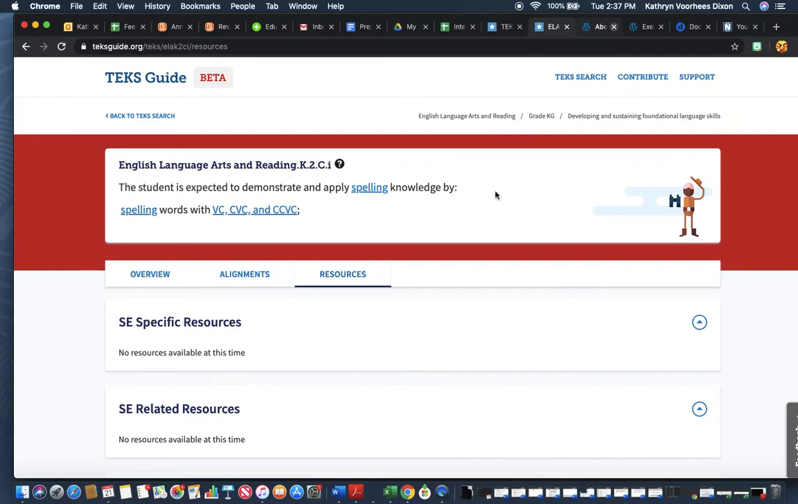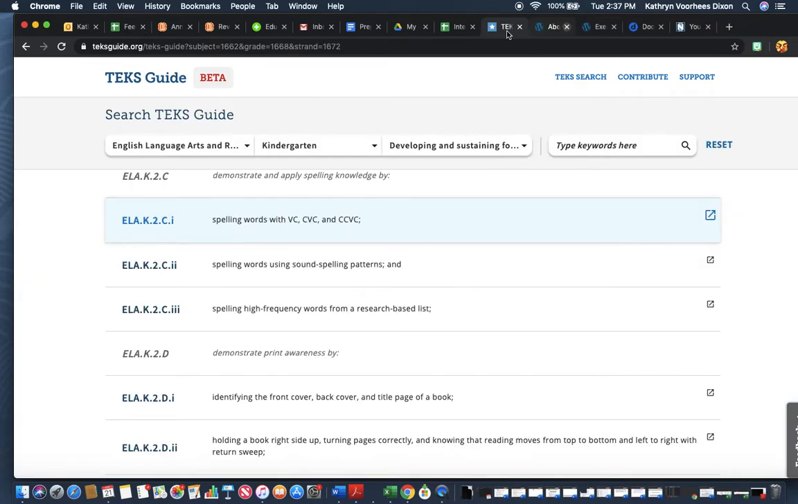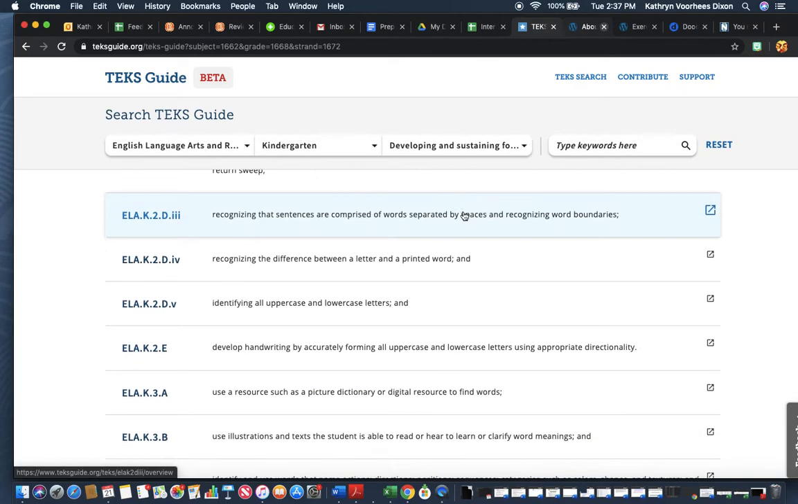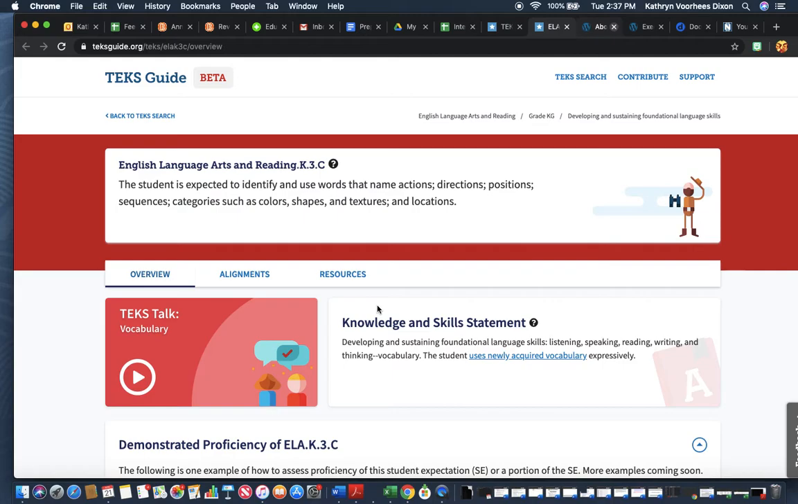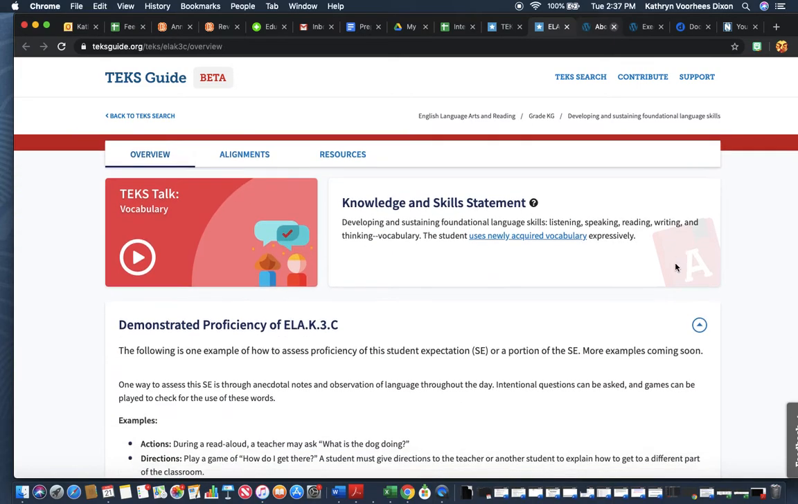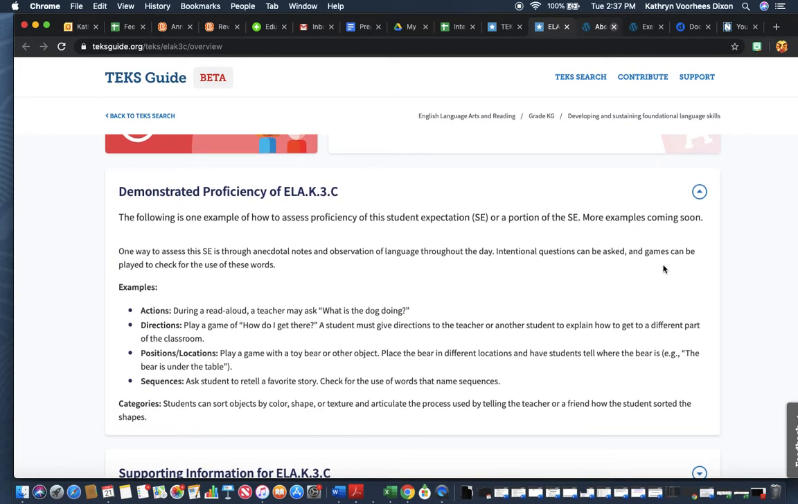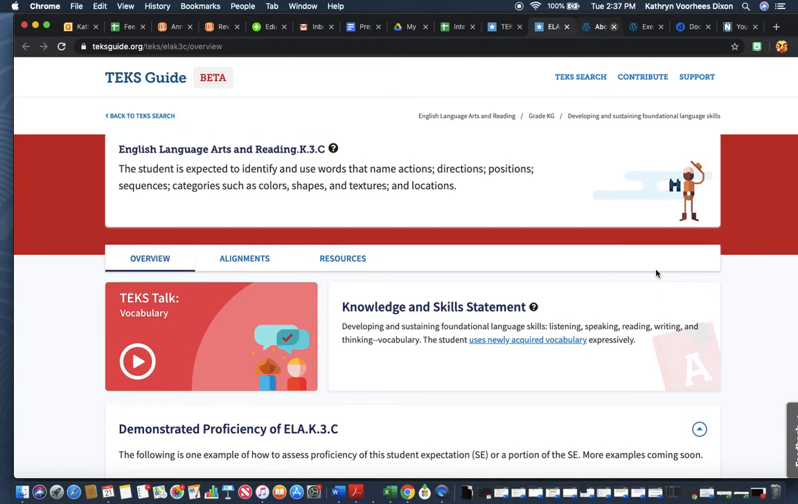different patterns. Okay, so I'm going to show you one more, and then you can go and look at the rest of them on your own. But I wanted to look at one that was really specific to vocabulary, and look at how it changes over time. So with our vocabulary, when we start in kindergarten, it really has to do with actions, directions, positions, sequences, and then various categories. So that is what our vocabulary centers around.